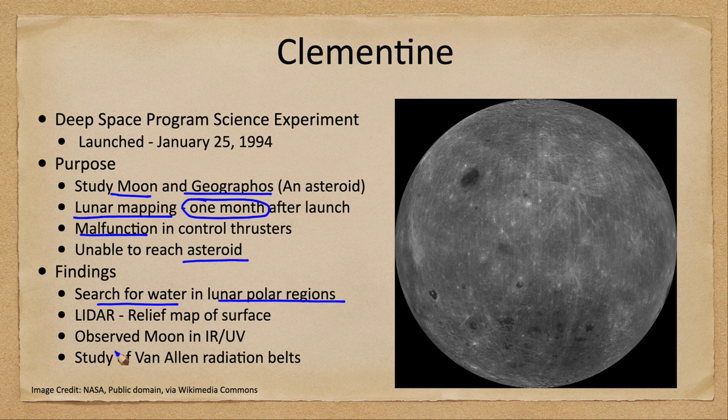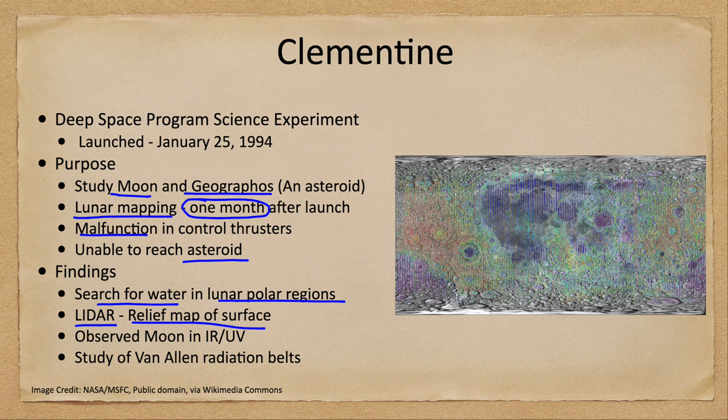Now, it also did, using LiDAR, a relief map of the surface. And we can take a look at that here. And here is an example of that, looking at the various distances. So getting kind of an elevation map of the moon. So the higher areas up there in the red, and you can see those, and you can see the darker areas in the blue and purple colors there.